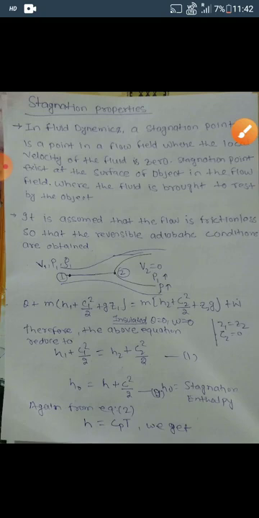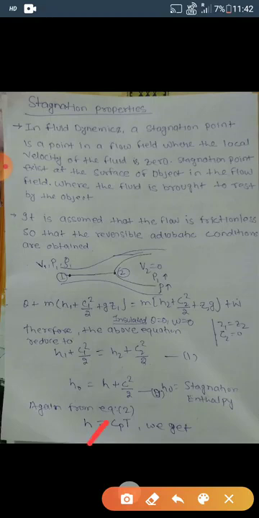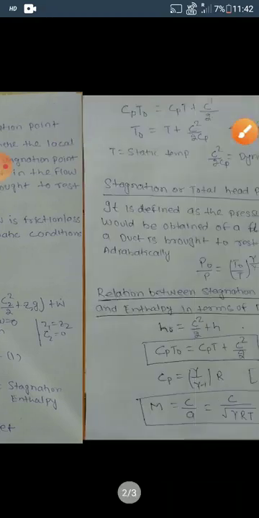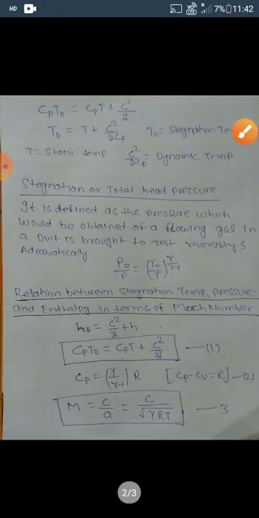You know that H equal to Cp T. So this value is put in this equation. So you can write Cp T naught equal to Cp T plus C square by 2. So T naught is the stagnation temperature and T is the static temperature, and C square by 2 Cp is equal to the dynamic temperature. Okay.